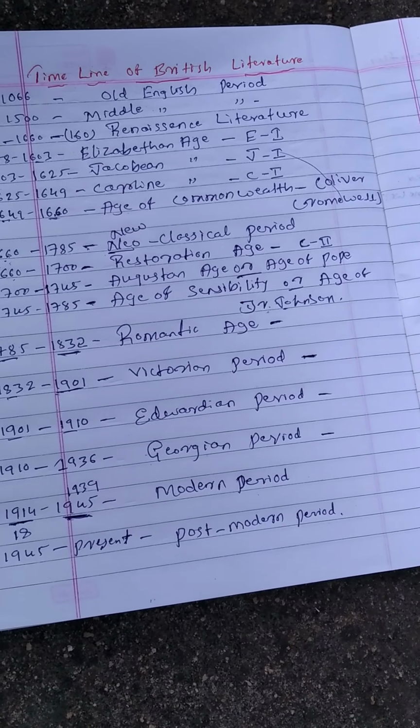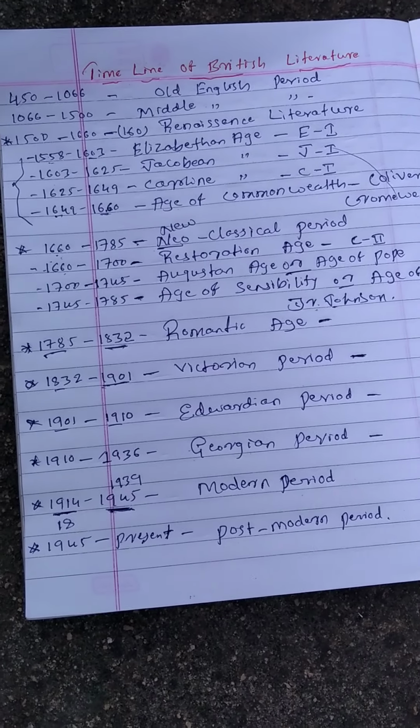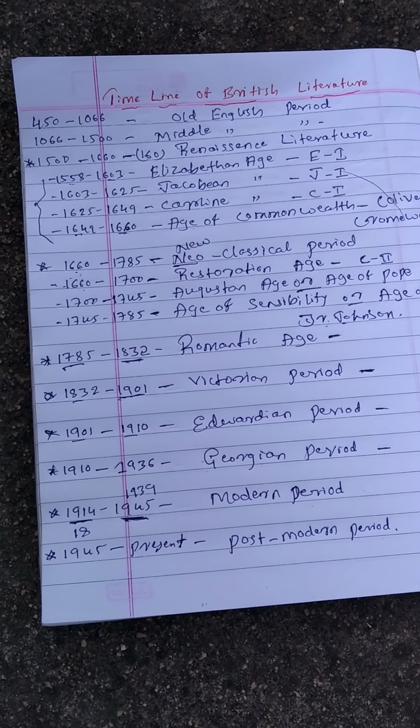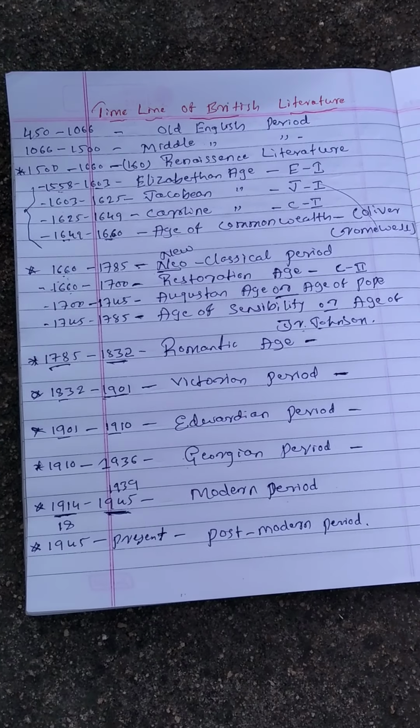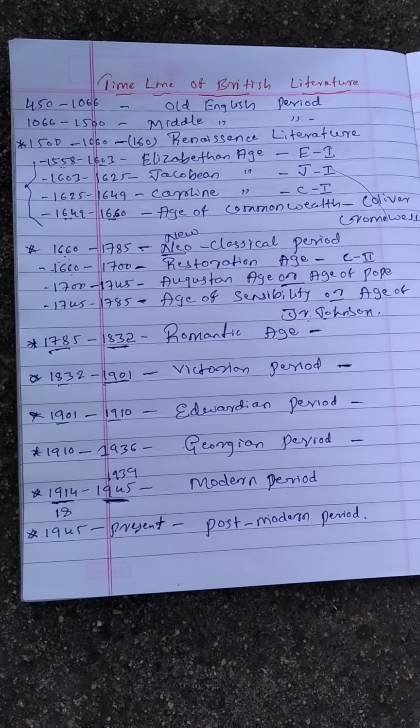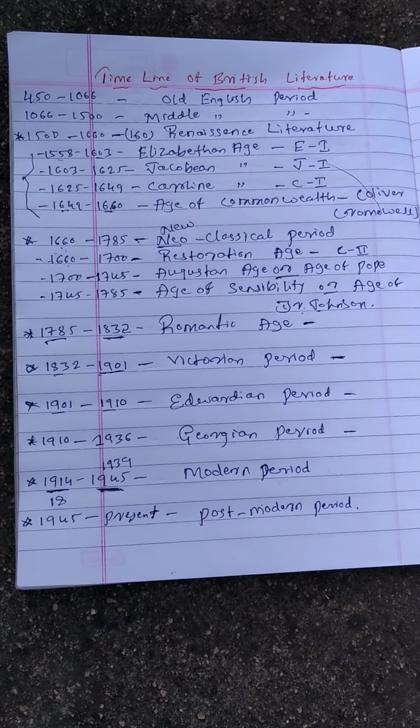Postmodern period means this is the shortest timeline of British literature that I have given to you. It is better if you remember this timeline to understand the whole of British literature.